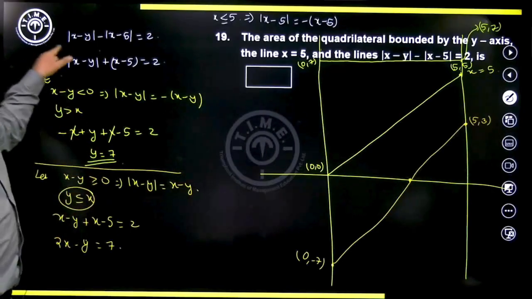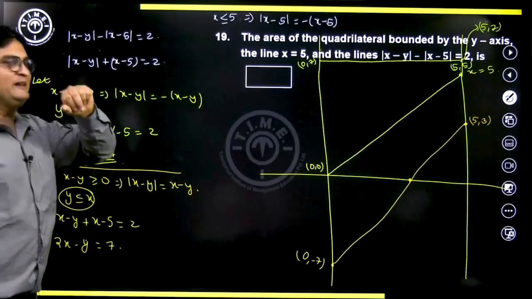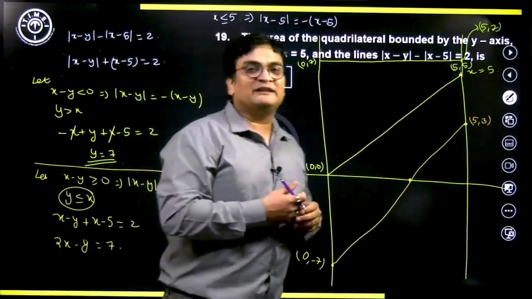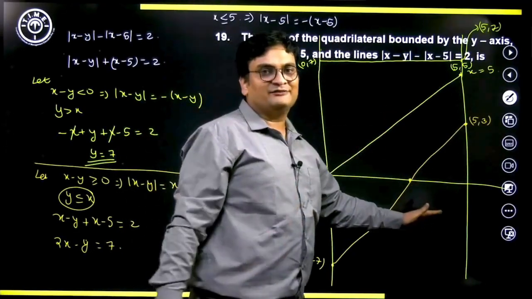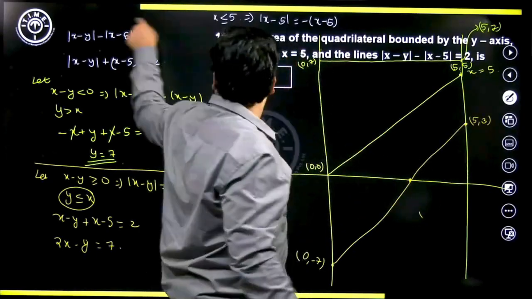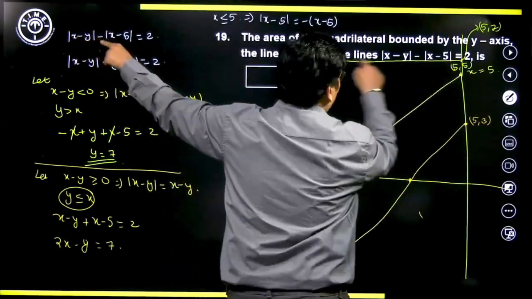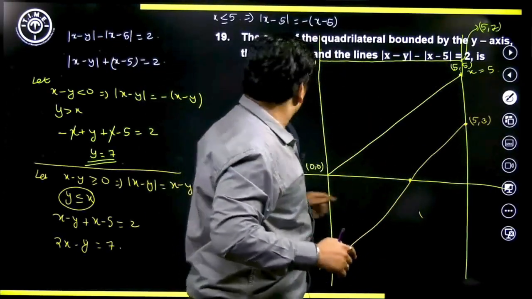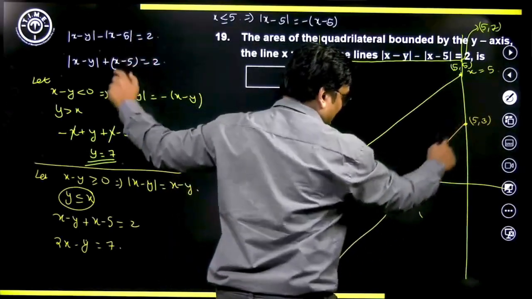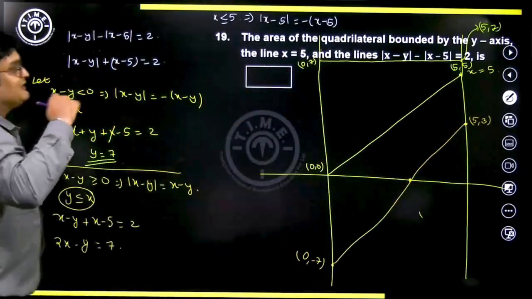So basically this equation will correspond to two lines depending on whether y is greater than x or y is less than or equal to x. If y is greater than x, then this line will be nothing but this yellow line that you see. And if y is less than x, then this line will be nothing but this orange line that we have here. And now please read the question.